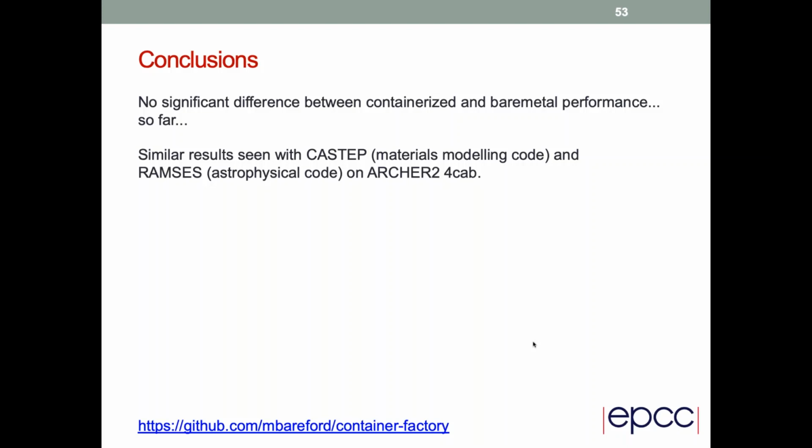So in conclusion then, at this stage, there wasn't a significant difference between the containerized and bare metal performance, and I think this is down to the fact that I followed the bind model as opposed to the hybrid model for my containers. Previously, I've used a hybrid model, particularly with regard to CP2K, another modeling code, and I found that there was a performance impact there. But using the bind model, I've also seen similar results using the CASTEP code and also a code called Ramses on Archer 2.